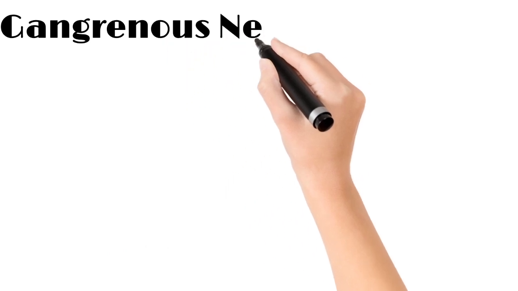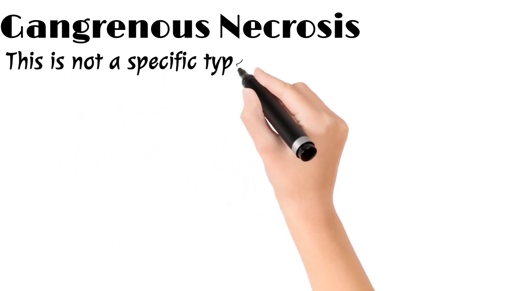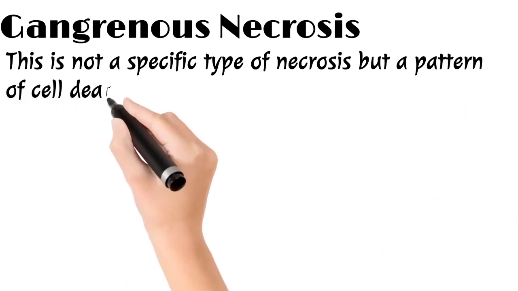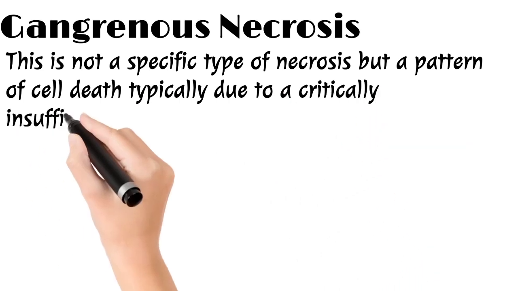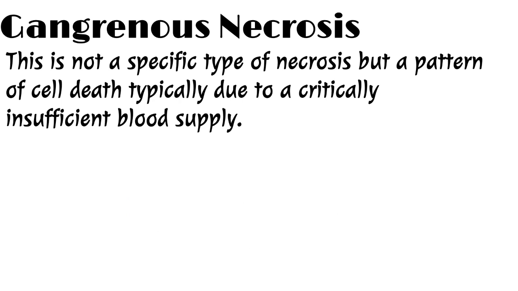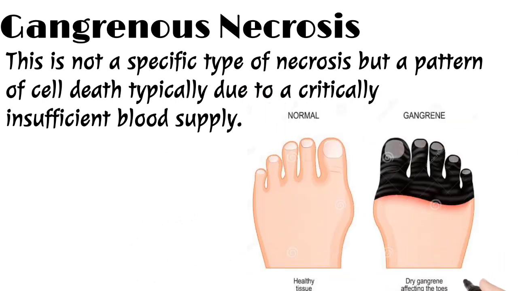Gangrenous necrosis. This is not a special type of necrosis, but a particular pattern of cell death, typically due to critically insufficient blood supply. The gangrenous tissue is characterized by a black color, unlike the normal tissue.